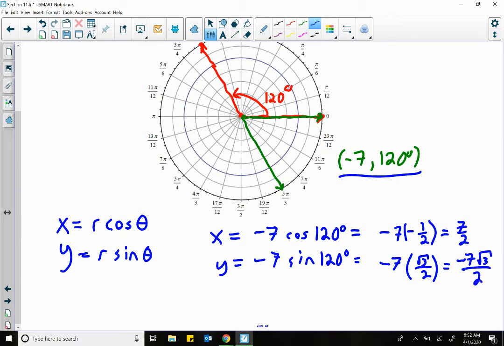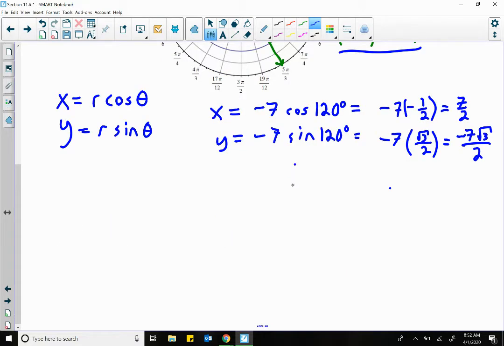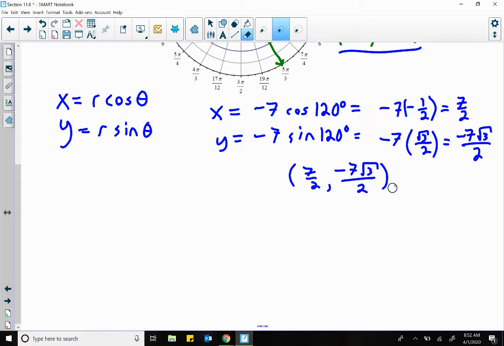Okay? So the polar coordinate for this guy is 7/2, comma, -7 square roots of 3 over 2. And they do want it exact. So you got to make sure that you have this information.